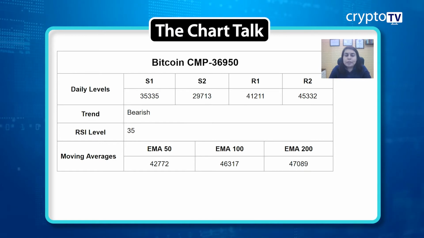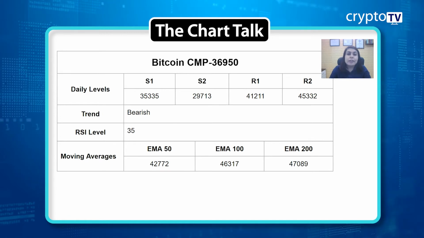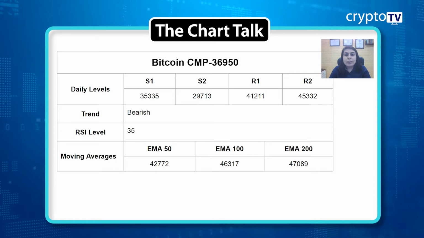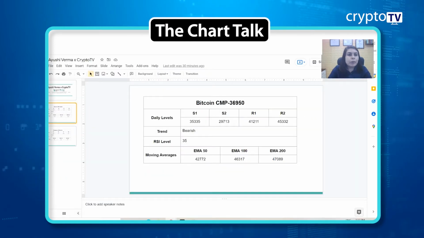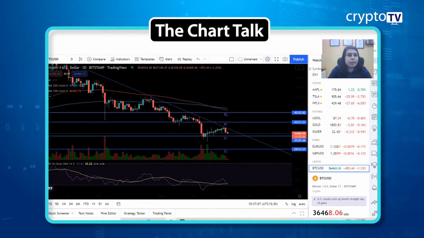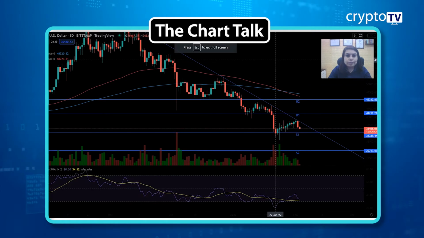If I talk about the daily support and resistance levels, support 1 stands at 35,335. Support 2 stands at 29,713, resistance 1 stands at 41,211 and resistance 2 stands at 45,332. Now quickly moving to the chart of Bitcoin, let's see what we are getting from the chart.